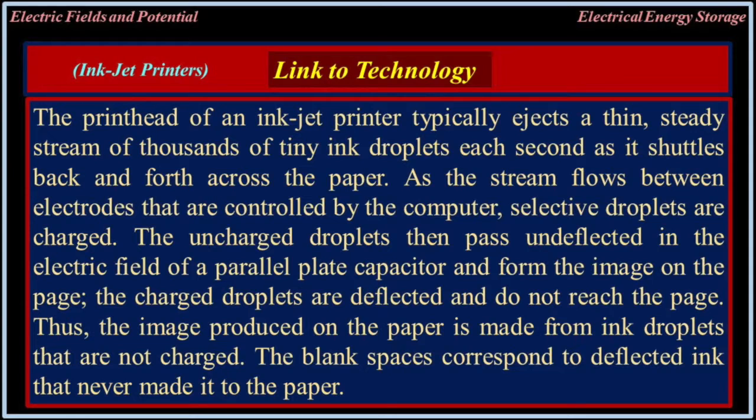The uncharged droplets then pass undeflected in the electric field of the parallel plate capacitor and form the image on the paper. The charged droplets are deflected and do not reach the page. Thus, the image produced on the paper is made from ink droplets that are not charged. The blank spaces correspond to deflected ink that never made it to the paper.